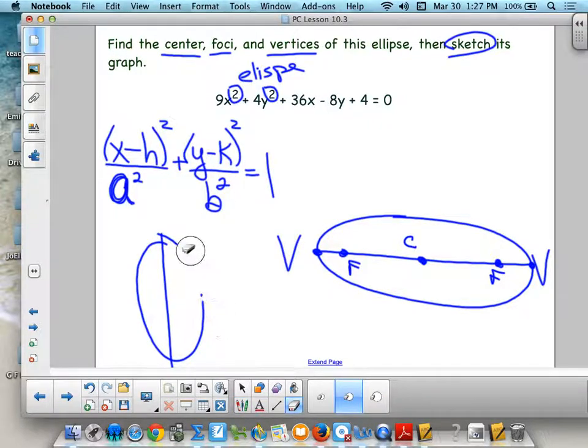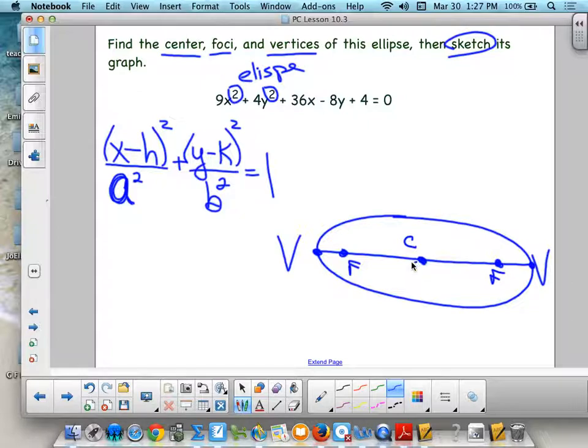Now, a couple other things before I move on. Do you remember this? The distance from here to here is how far? We called it what letter? C. Okay, do you remember this distance from center up the minor? B. That's B. Do you remember this one, center to the vertex? Wasn't that A?